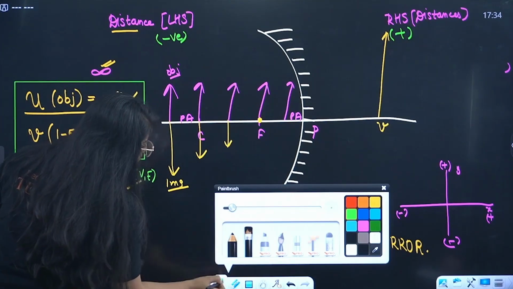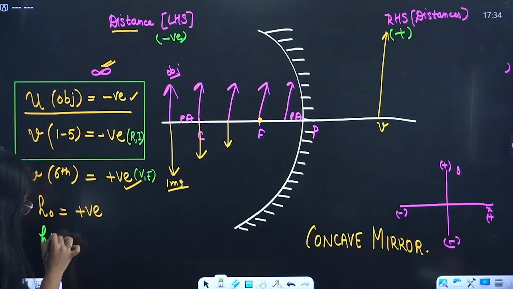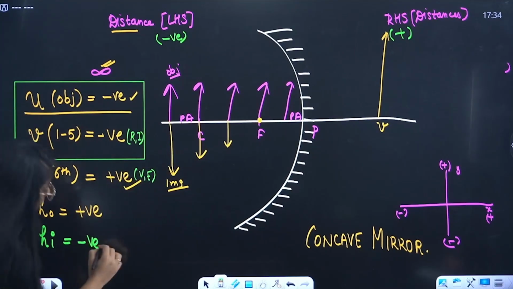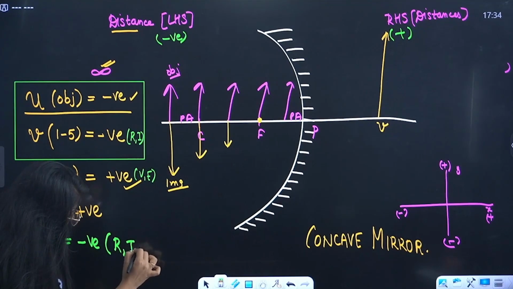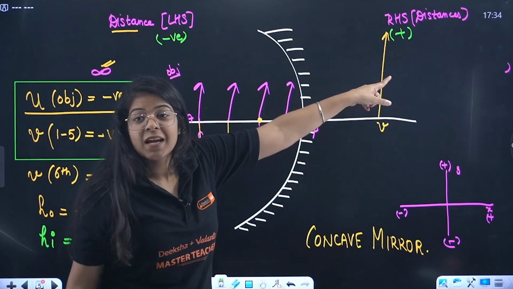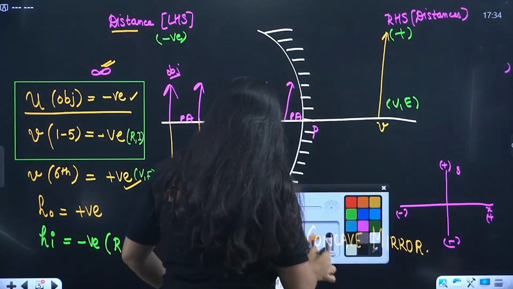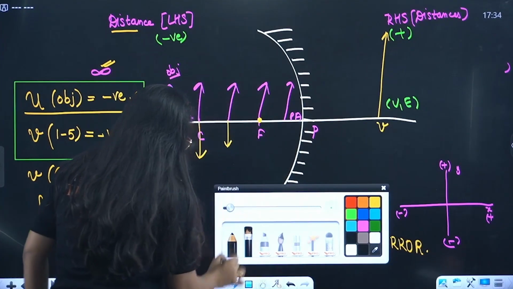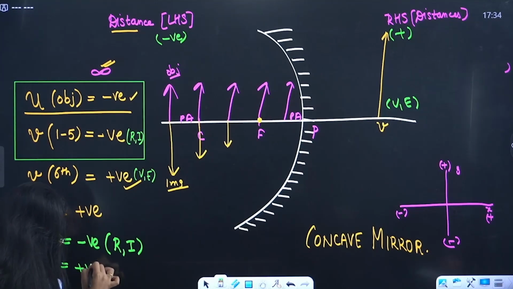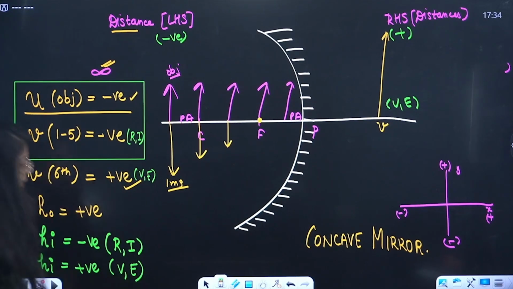So, for the case of real and inverted, height of image is negative. It is below the principal axis, right? So it is negative for real and inverted images. Done? This is above the principal axis. But this is what? This is a virtual and erect image. So height of image is positive because it is above the principal axis in the case of virtual and erect images.